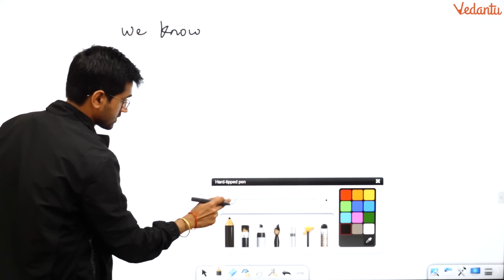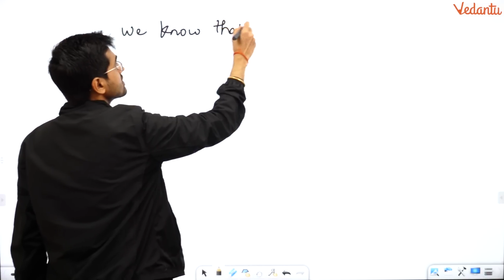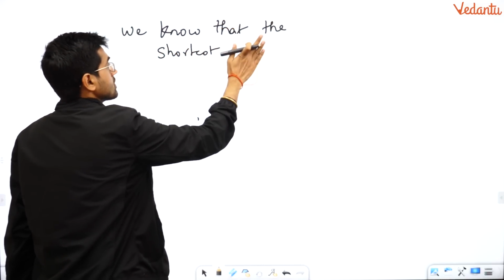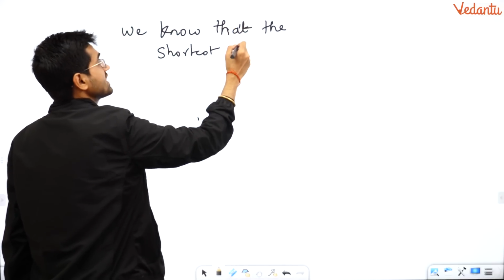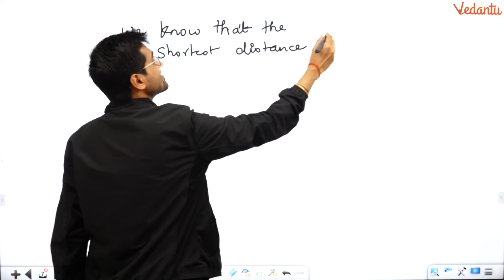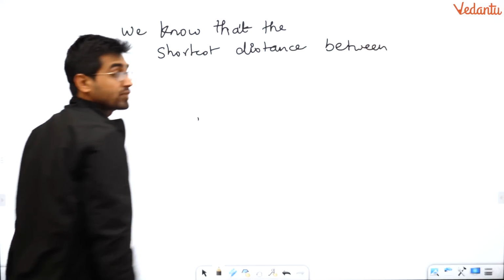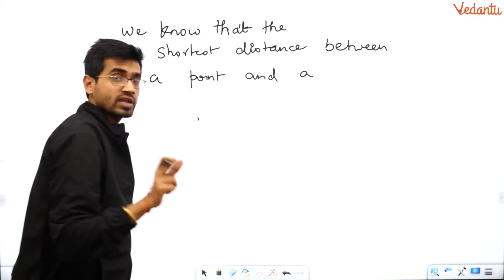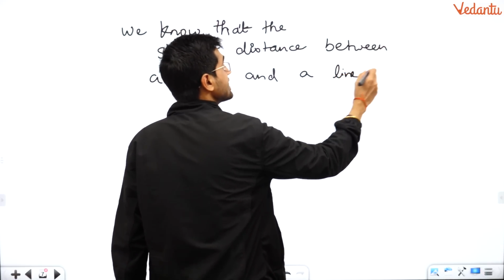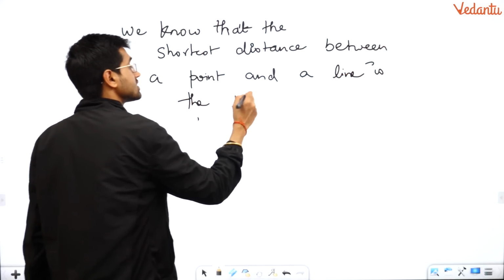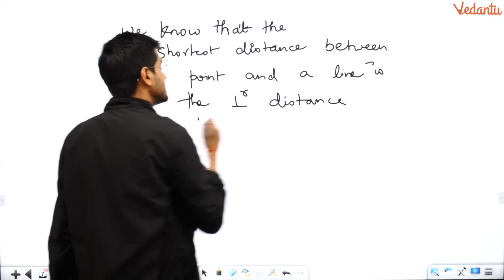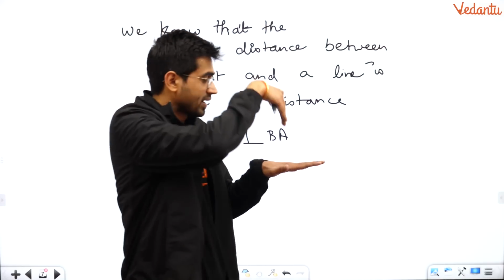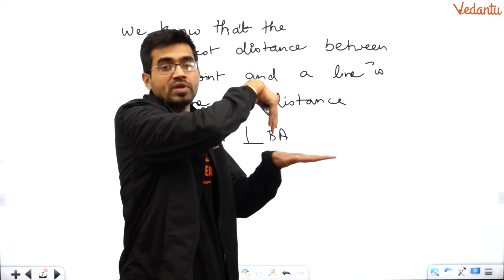We know that the shortest distance between a point and a line is the perpendicular distance. This is the Euclid axiom, okay? This is the 9th class Euclid axiom. This implies OP is perpendicular to BA. This implies that the OP line will become perpendicular to the BA line.